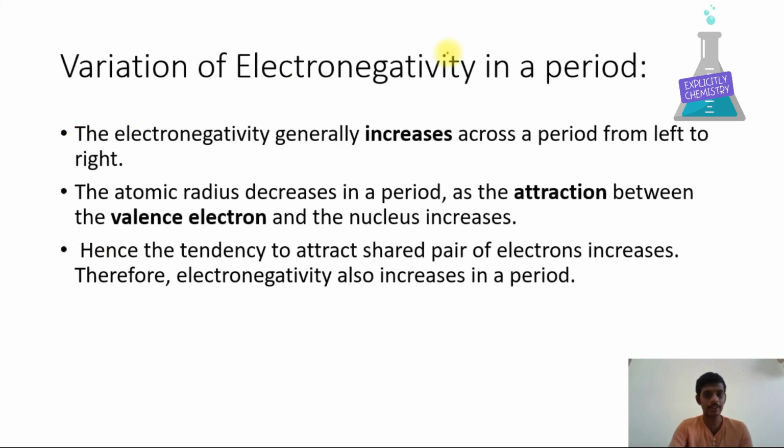Variation of electronegativity in a period. While going from left to right in a period, electronegativity increases. While going from left to right, the atomic radius decreases in a period. We already know that the attraction between the valence electrons and the nucleus increases. Hence, the tendency to attract the shared pair of electrons increases. Therefore, electronegativity also increases while going from left to right in a period.